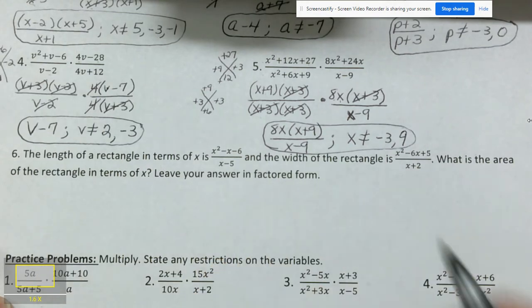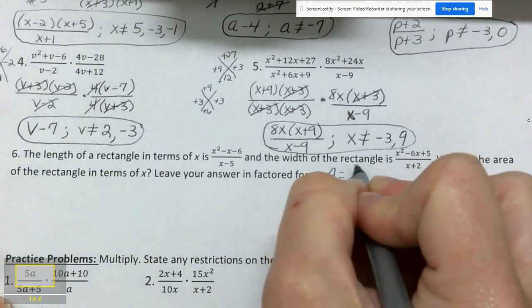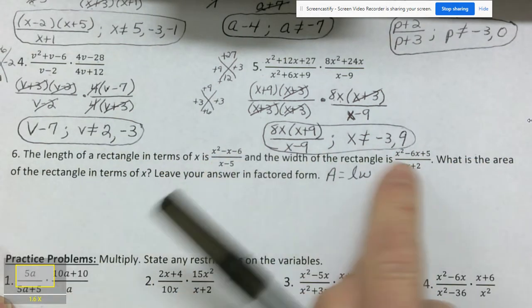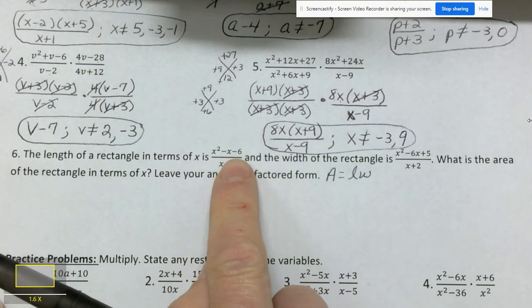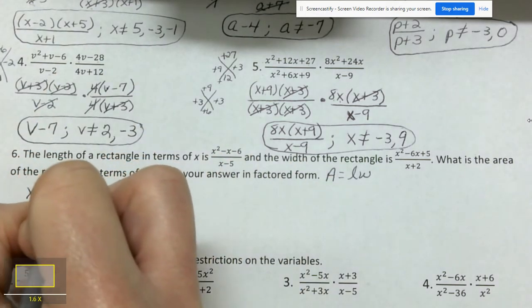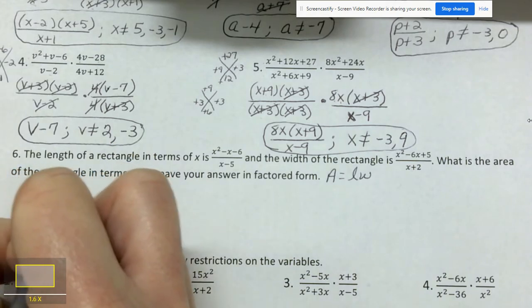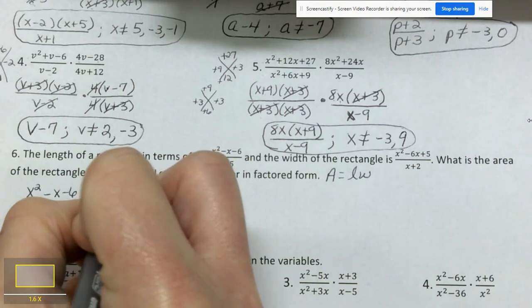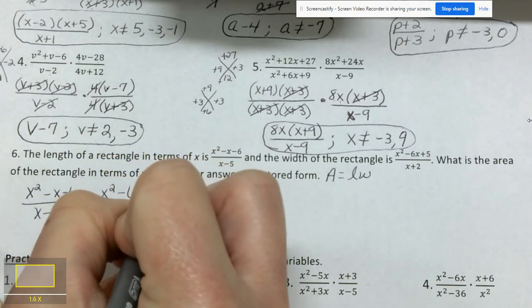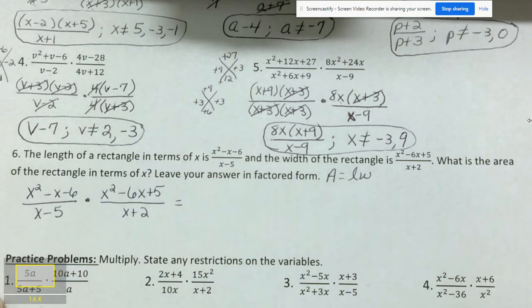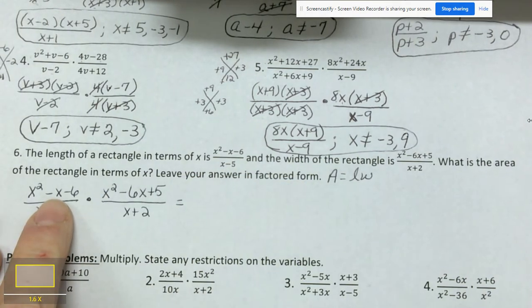Okay, the area of a rectangle is equal to length times width. So basically what I'm doing is multiplying these two by each other. So it's the same thing we've been doing up here. x squared minus x minus 6 over x minus 5, that's the length, times the width, x squared minus 6x plus 5 over x plus 2. All right, so we're going to start by factoring each of these.